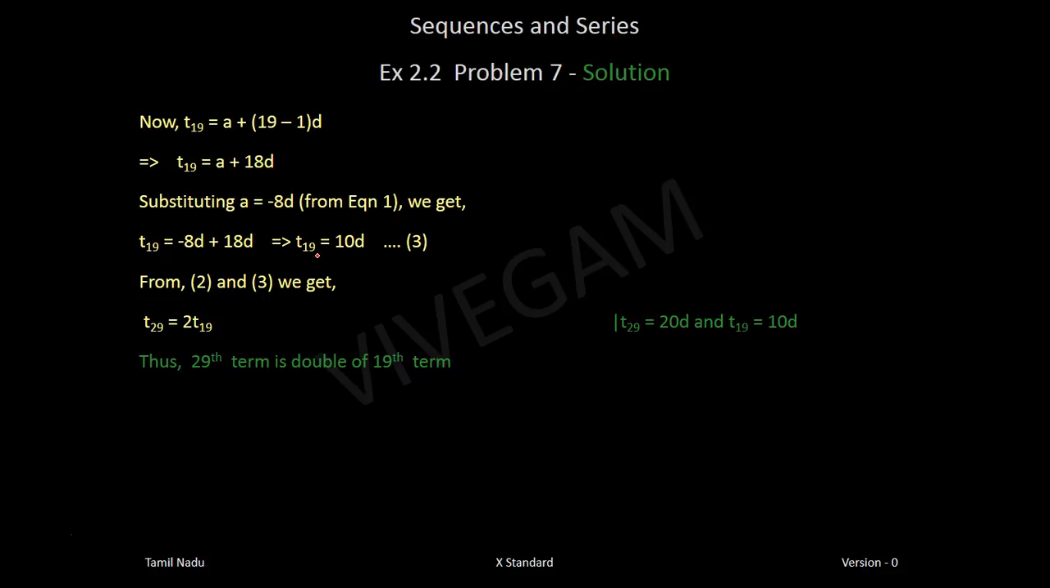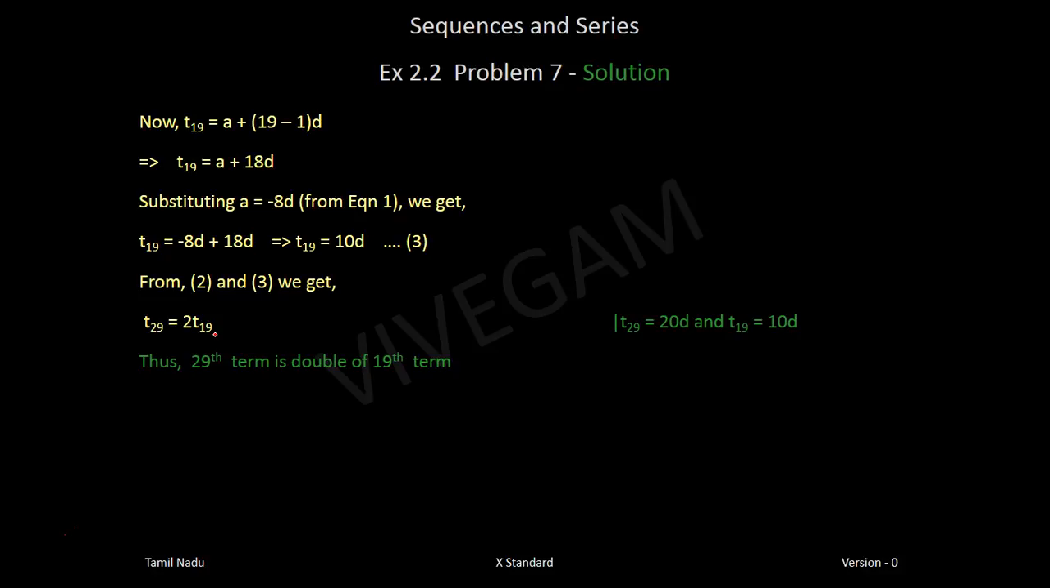Now can you see T19 is 10D, and T29, I'm just carrying it from the last page because you can't see it, so I've written it here. T29 is 20D, T19 is 10D. So it's clear T29 is 2 times T19. From 2 and 3 we get T29 equal to 2 times T19. This is 20D, this is 10D. So 20D equals 2 times 10D.